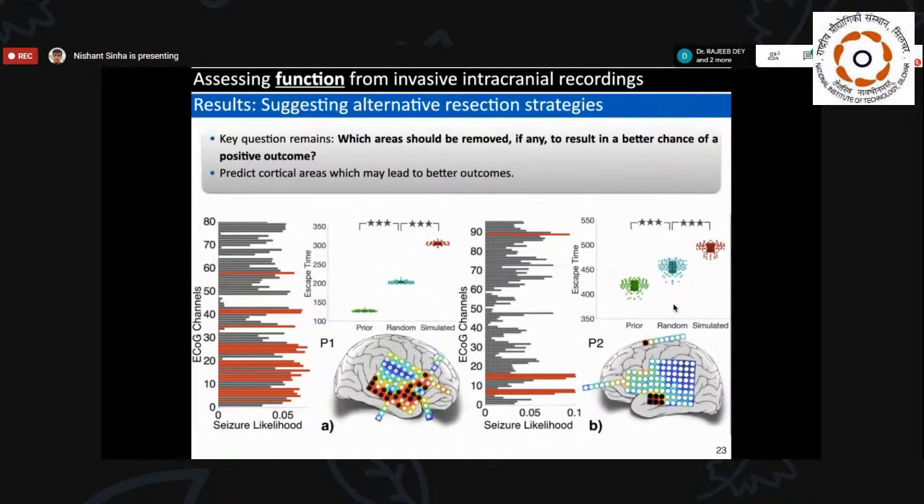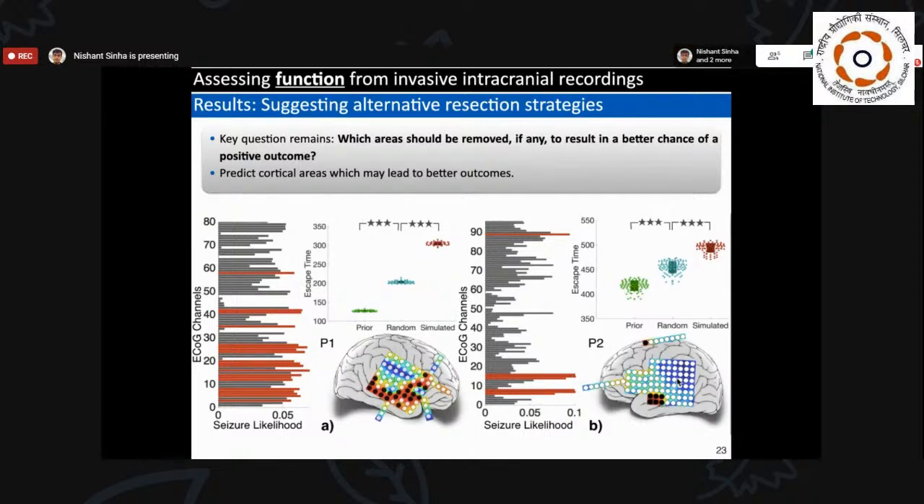Now, in this modeling framework, we can also look at if a particular area cannot be removed, then what alternatives we can suggest. Once we have mapped the seizure likelihood of different brain areas in the model, we can suggest what areas can be removed in order to achieve seizure freedom. This gives an alternative to the clinical team, if a surgery cannot be done, or if the surgery is too close to the tissues which cannot be removed, the eloquent cortex, then where else to resect?